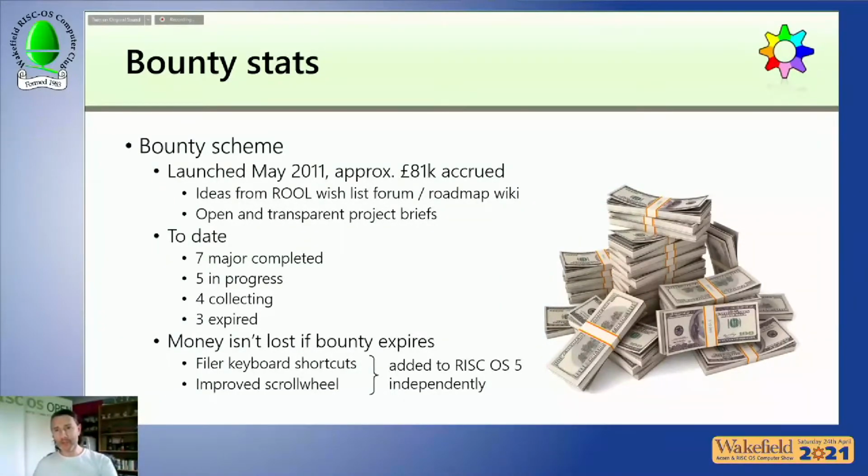The other thing to note is the money that was in the bounty pot, if it is expired, we just redistribute it across all of the other open bounties. So if we can't achieve a particular piece of development, we will just spread that across all of the other developments that people are starting to put their money towards to try and spur them on a bit. So it's never wasted. It always ends up, hopefully, in a good place.